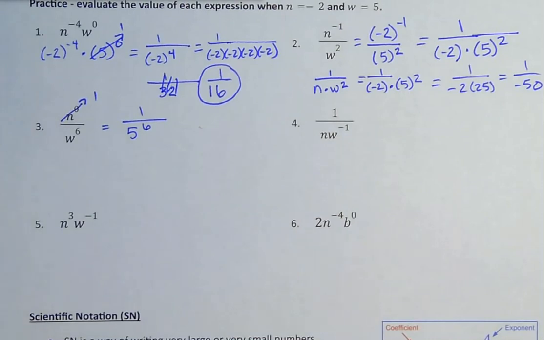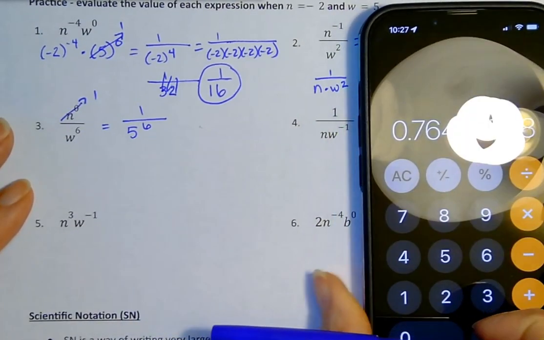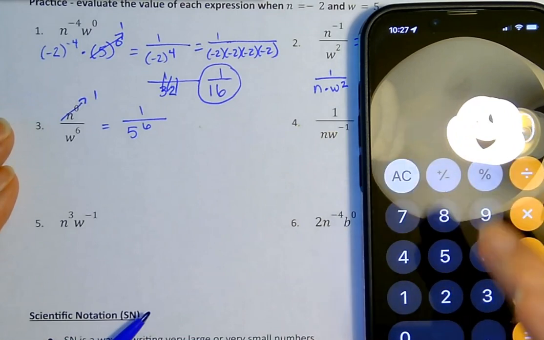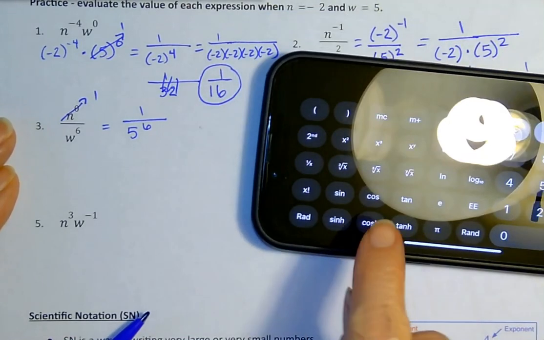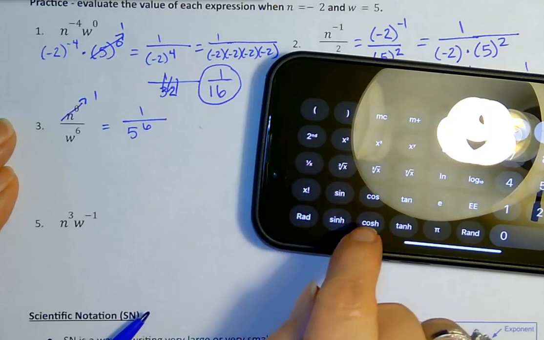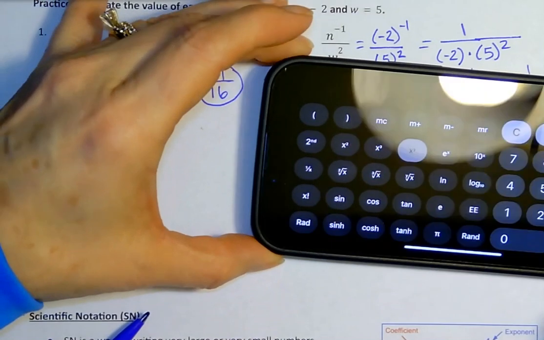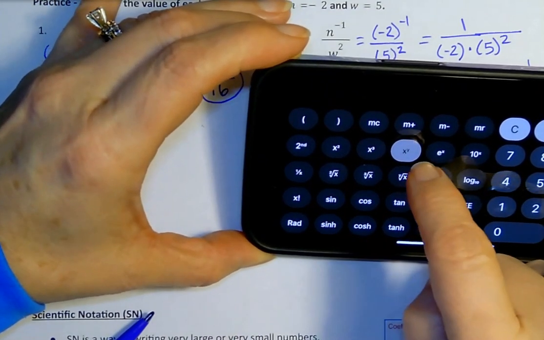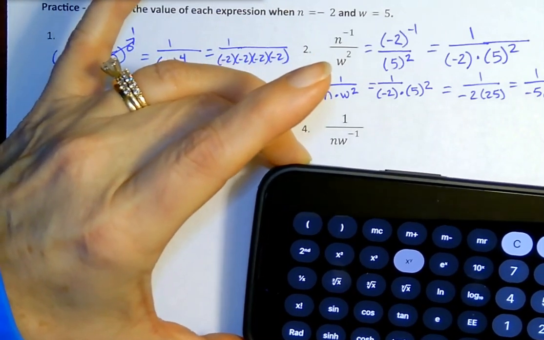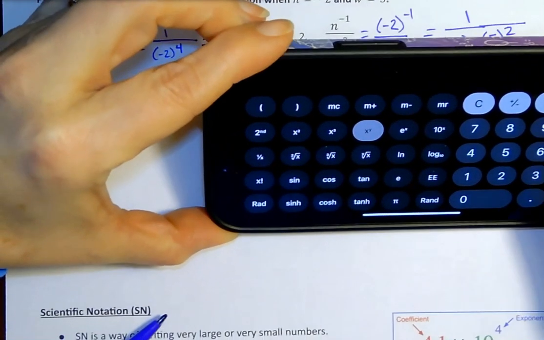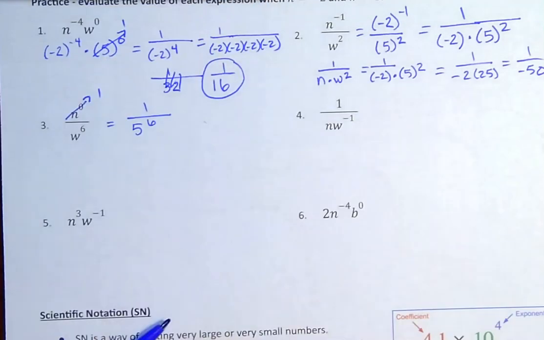If I had a calculator in front of me instead of my phone, I would do it differently, but we're going to put in 5. Oh, we're going to make it a scientific calculator. 5 y to the x, or this one is x to the y, so I'm telling it I want to have an exponent of, what is my exponent? 6. Okay, 15,625. See, I wasn't going to do that in my head.